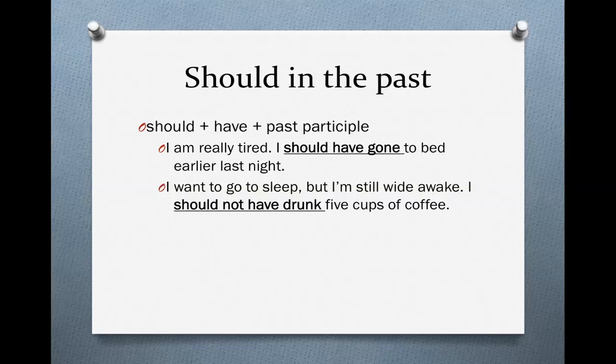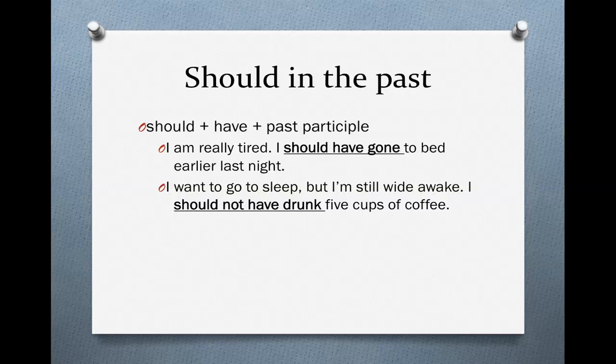Another example. I want to go to sleep, but I'm still wide awake. I should not have drunk 5 cups of coffee. Notice here that we use the adverb not. When you want to use not, you place it in between should and have. You could contract this and write shouldn't instead, and you would say, I shouldn't have drunk. Do you hear the pronunciation? It's very fast. I shouldn't have. Shouldn't have drunk. Okay, a little hard to say, but it's important to be able to hear that because we do say it very quickly in English.